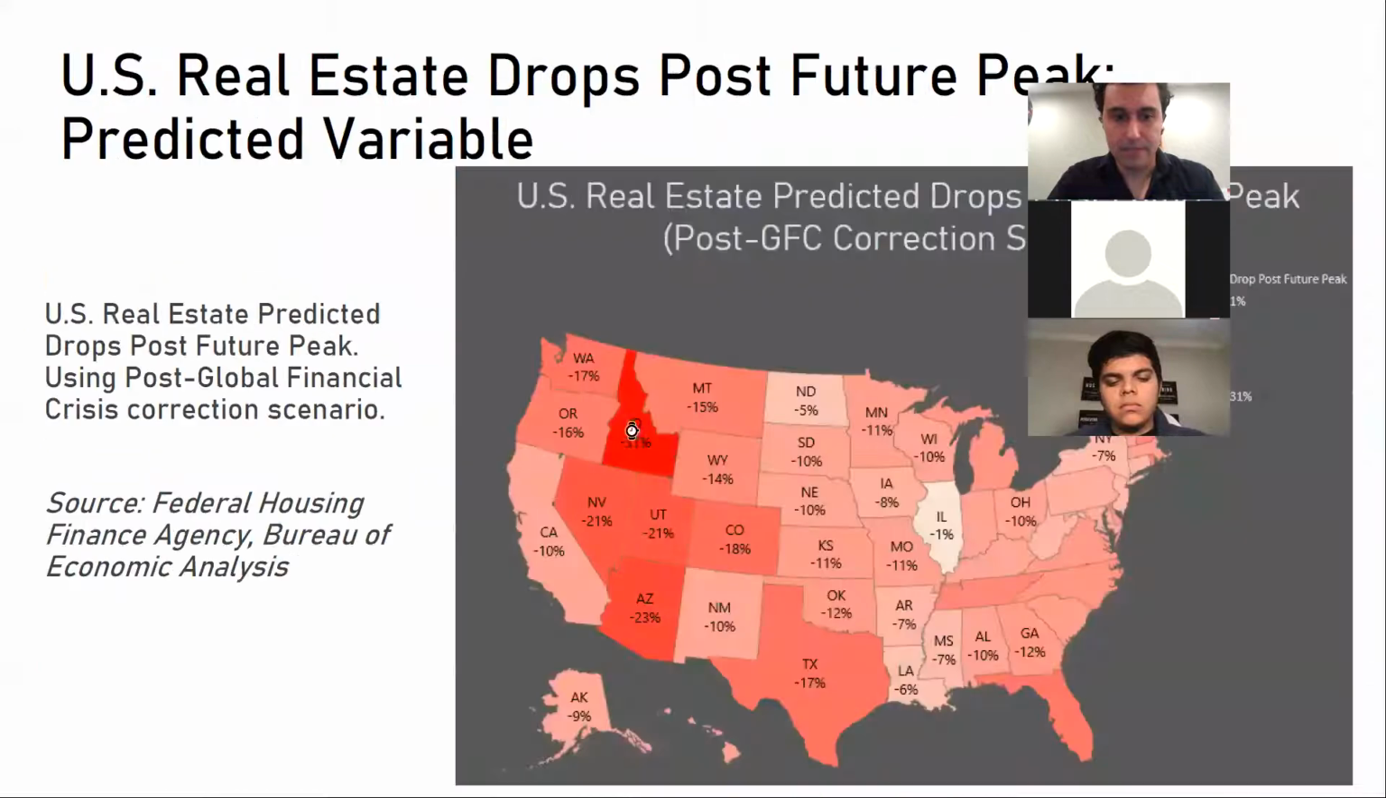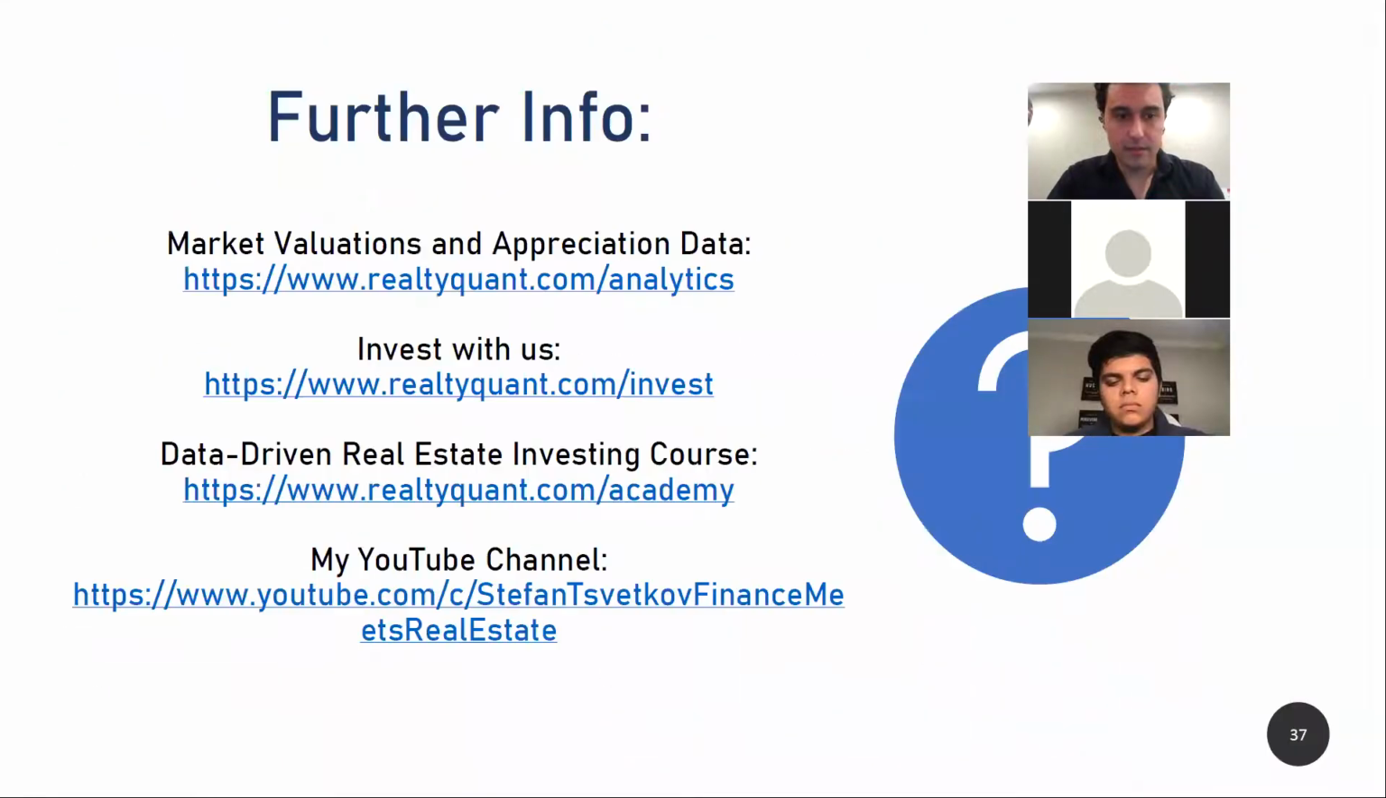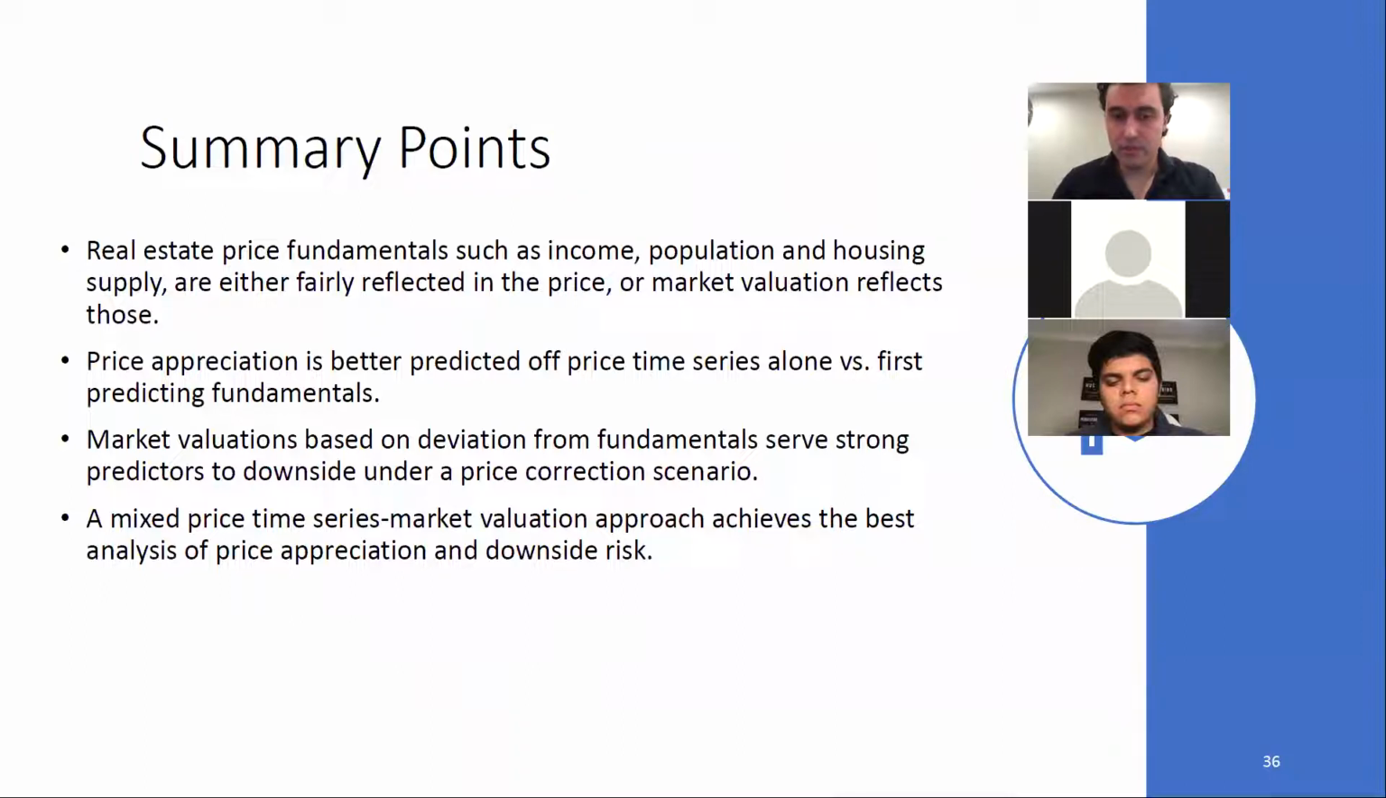So this is the first conclusion point: real estate fundamentals such as income, population, housing supply are either barely reflecting the price already, or market valuation reflects those. And price appreciation is better predicted by the price time series alone versus predicting the fundamentals. The other thing is market valuations based on deviation from fundamentals serve as strong predictors to downside under a price correction scenario. If prices don't correct, they would serve less as a predictor. But if you have a price correction scenario, such as post the global financial crisis, they're the thing to look at. They serve as a strong prediction to downside.